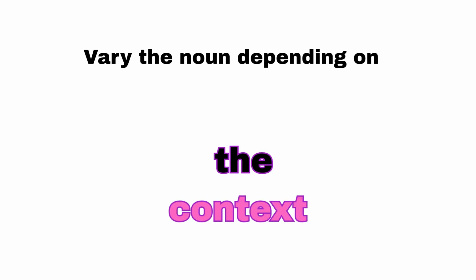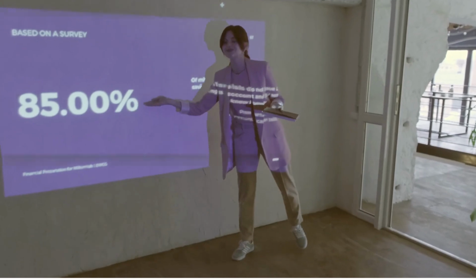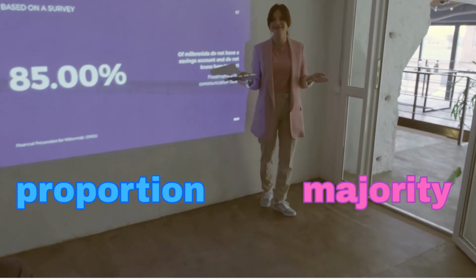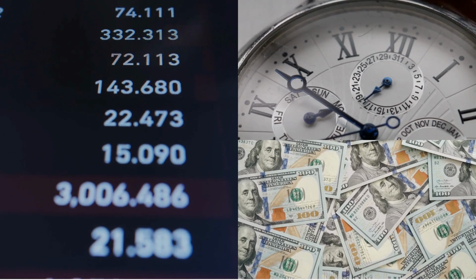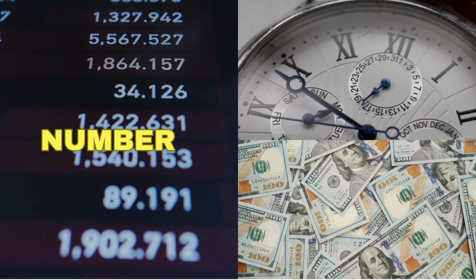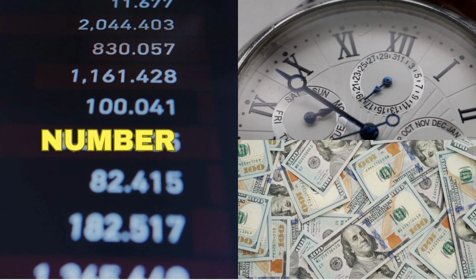You can also vary the noun depending on the context. For groups or survey results, use proportion or majority. For countable data, use number, and for uncountable items like money and time, use amount.